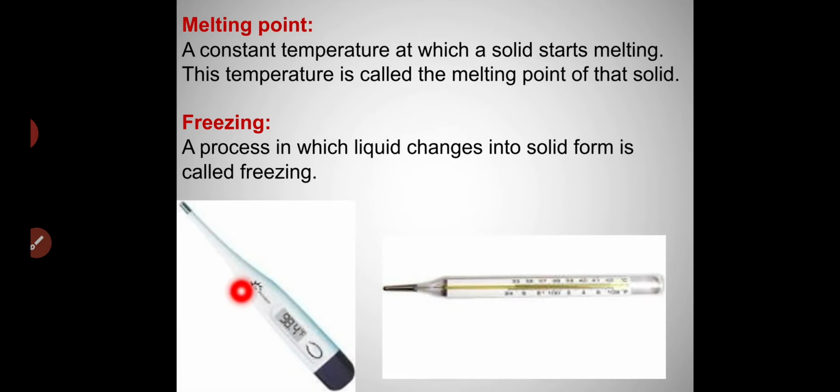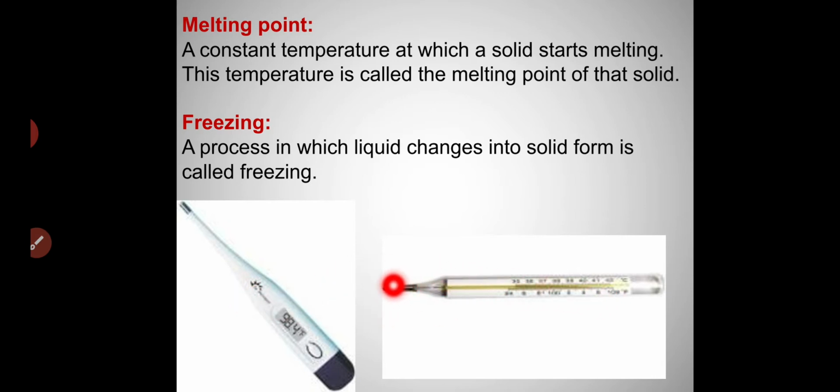So this is a thermometer. This is the normal thermometer. We will get it in hospitals. When we visit the doctor, doctors use this thermometer to know your body temperature. Nowadays we are using electrical thermometers, right? It shows your body temperature. So these are the two types of thermometer.